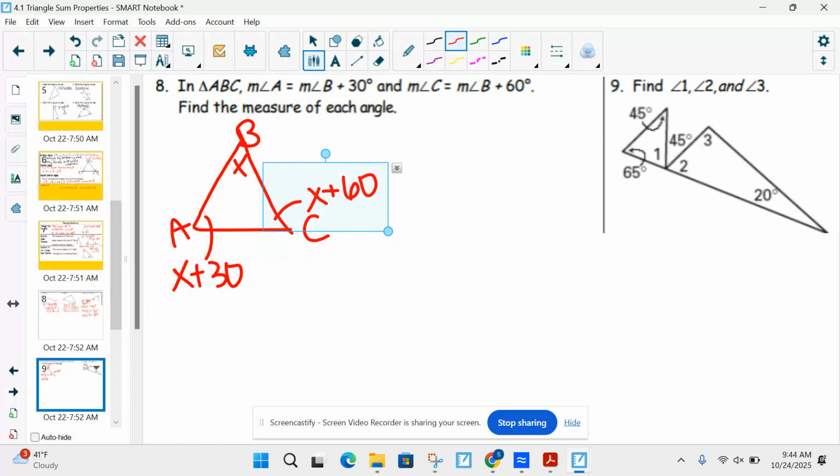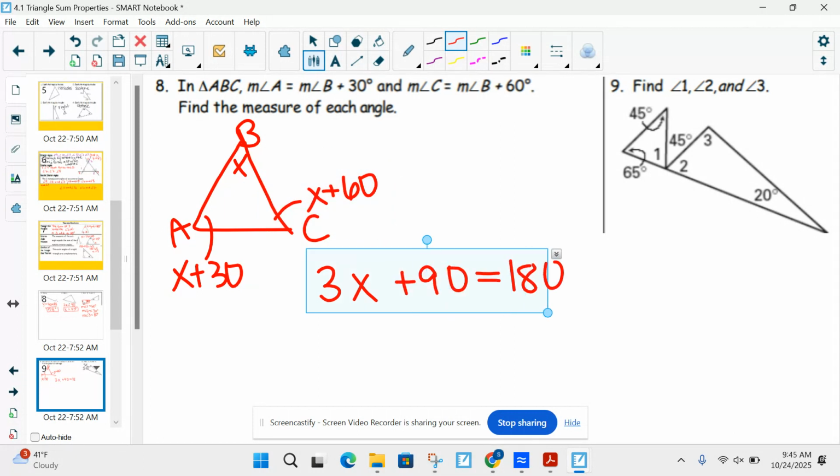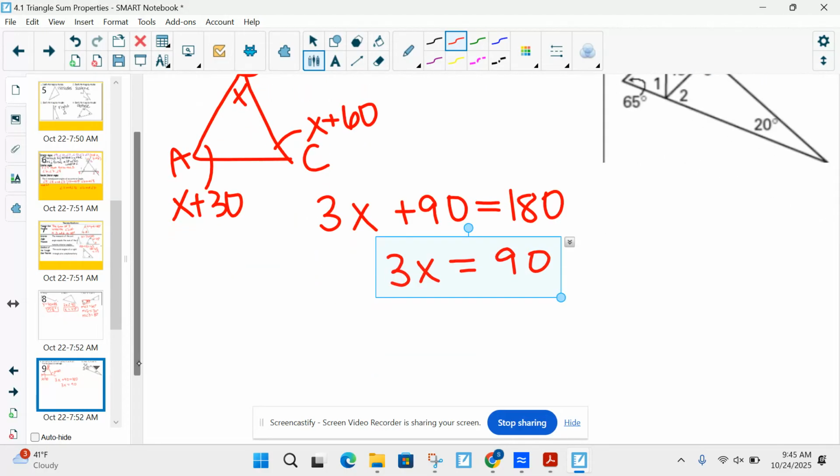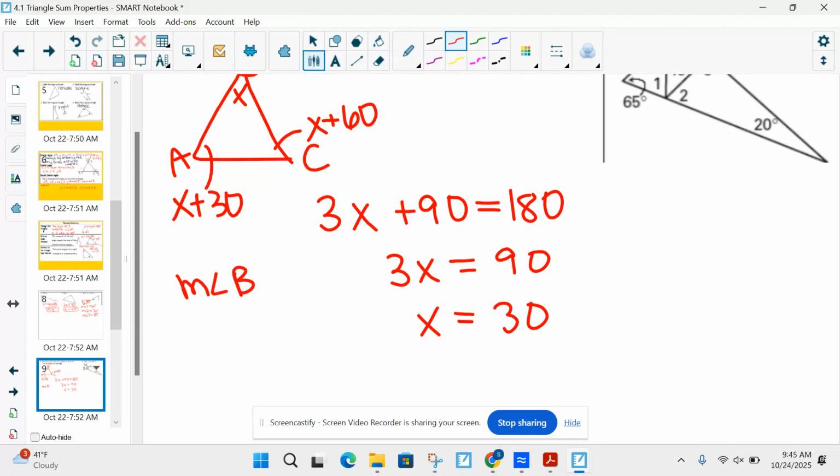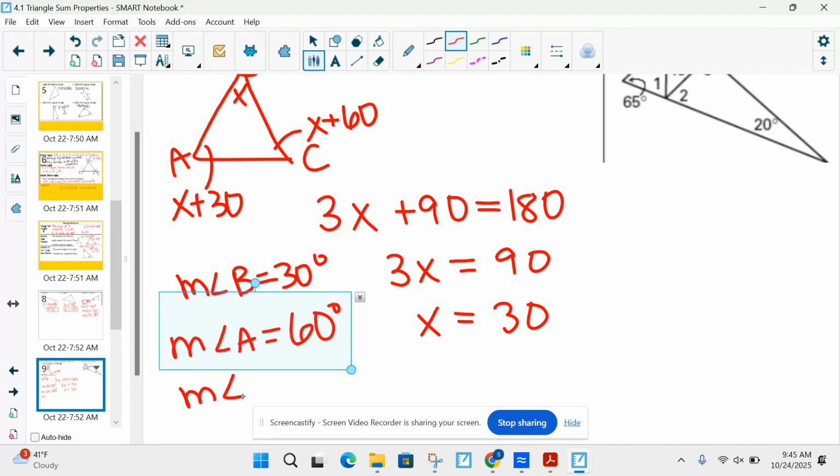So x plus x plus x, you've got 3 x's, so 3x plus 90 equals 180. Subtract the 90 over and get 90, divide by 3, and you get that x is 30. So the measure of angle B is 30. The measure of angle A is 60. And the measure of angle C is 90.